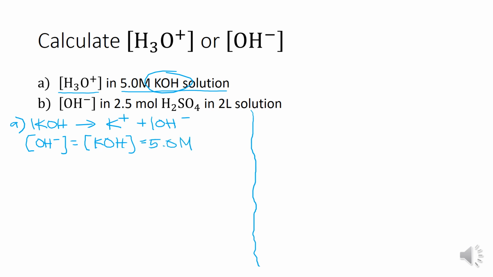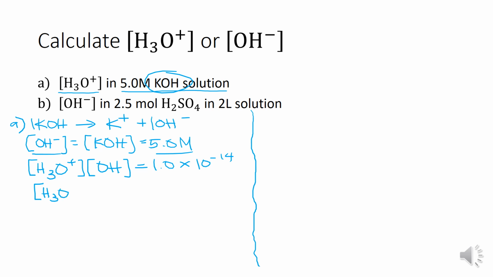So we can use this concentration of hydroxide ions to calculate the corresponding hydronium ion concentration using the equation that we have used in the previous problem. So this is equal to 1 times 10 to the negative 14. Let's plug in this given value of the hydroxide ion concentration.